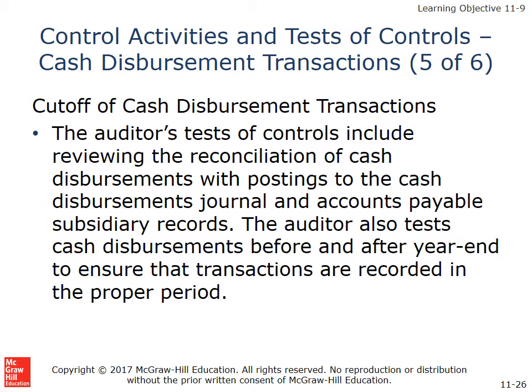The cutoff of cash disbursement transactions. The auditor's test of controls include reviewing the reconciliation of cash disbursements with postings to the cash disbursements journal and accounts payable subsidiary records. The auditor also tests cash disbursements before and after year-end to ensure that transactions are recorded in the proper period. So we don't want something to be recorded in the incorrect accounting year.